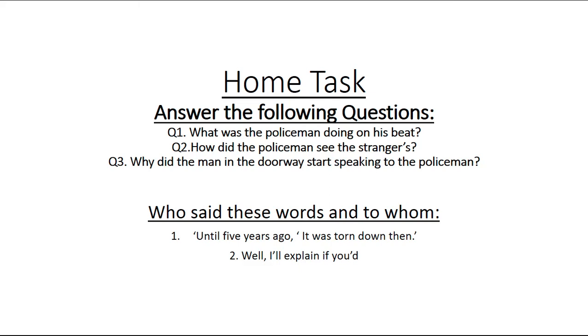Hope you all understood the story of two friends. Let us test this with the help of a practice exercise. Your home task is: Question 1. What was the policeman doing on his beat? Question 2. How did the policeman see the stranger? Question 3. Why did the man in the doorway start speaking to the policeman? Now the next question is, who said these words and to whom? The first statement is, "Until 5 years ago. It was torn down then." The second statement is, "Well, I will explain if you do."